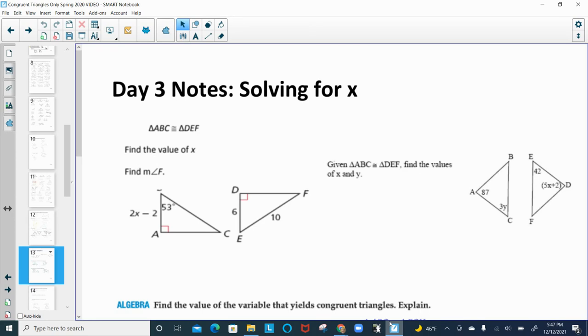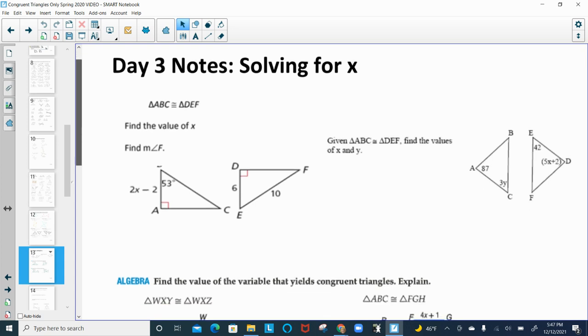Welcome to day 3, where we have congruent triangles and we're solving for x. We could also be solving for another variable, like you see over here to the right. We have y in some of our equations, but the basic idea is you are solving for a variable. The other thing that you're going to know about these triangles is that they're congruent.